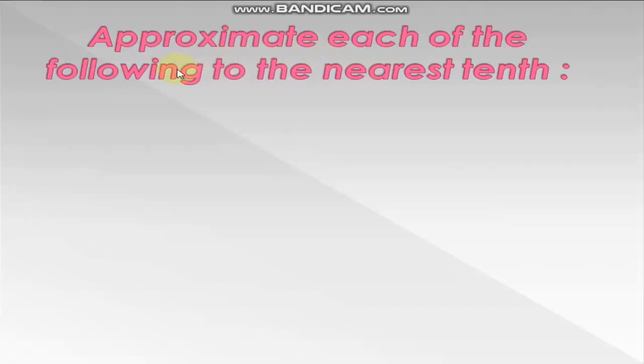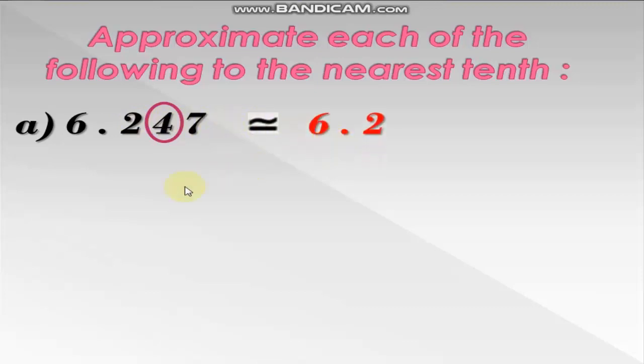Approximate each of the following to the nearest tenth. Letter A, 6.247. At first look at the tenth. Tenth here is number 2 and hundredth is number 4. 4 is less than 5, so we'll cancel it and keep the tenth with its value. It became 6.2.